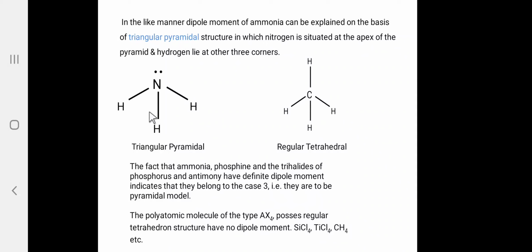So here ammonia. Then let us consider polyatomic molecules of type AX4, which possess a regular tetrahedral structure and have no dipole moment. If the molecule has a regular tetrahedral structure, such a molecule does not have a dipole moment and mu is equal to 0. The examples are silicon tetrachloride, titanium tetrachloride or methane. For these molecules, the dipole moment mu is equal to 0.